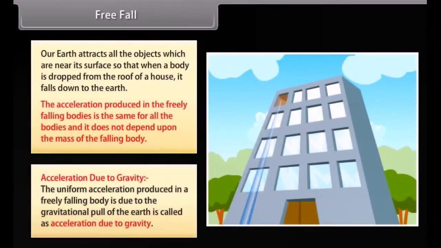Acceleration due to gravity. The uniform acceleration produced in a freely falling body due to the gravitational pull of the Earth is called acceleration due to gravity. The value of acceleration due to gravity is 9.8 meter per second square.